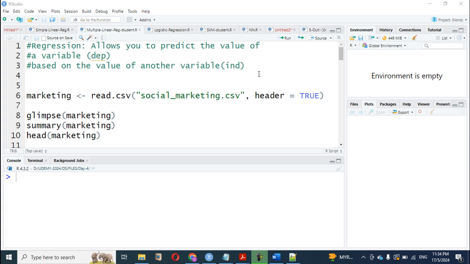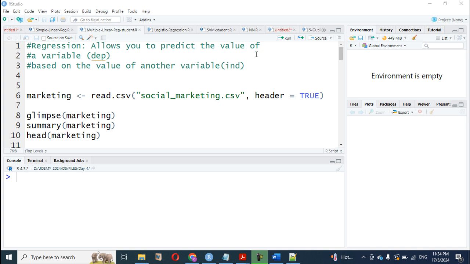Regression allows you to predict the value of a variable, which we call the dependent variable, based on the value of another variable or variables called the independent variable. The dependent variable is called y, the independent variable is called x. We have the y-axis and the x-axis. So we are trying to look for any association or relationship between the two variables. What happens to variable y when x changes? We are trying to predict the value of y, the dependent variable, when the predictors, or x-axis, change.